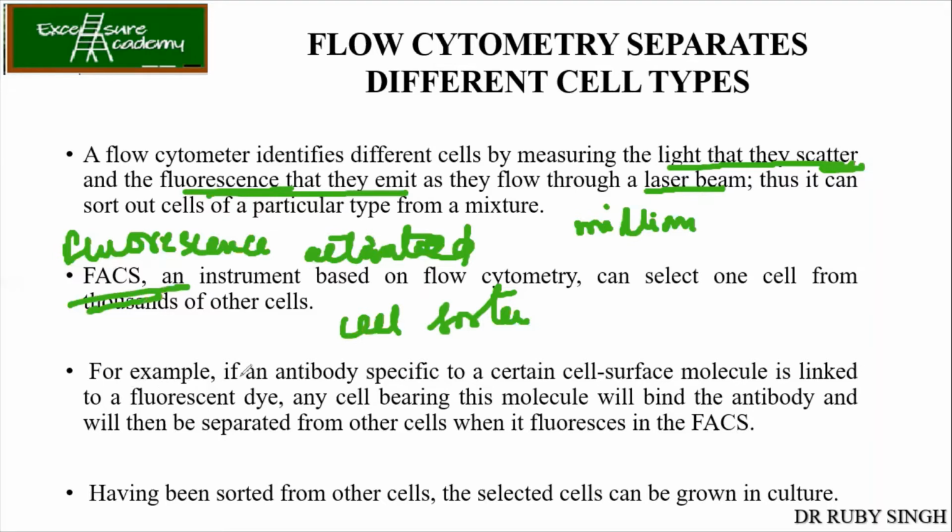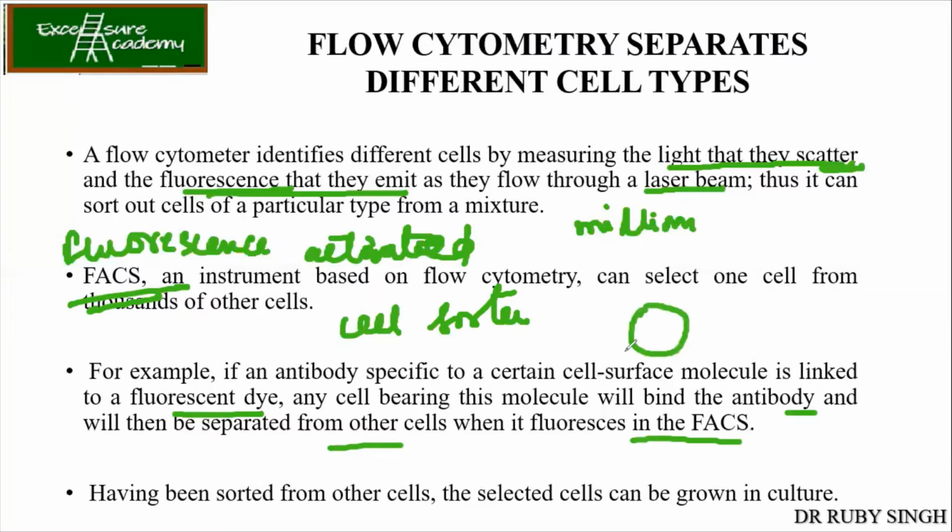For example, if an antibody specific to a certain cell surface molecule is linked to a fluorescent dye, what we are saying is we have an antibody specific to one particular molecule, linked to a fluorescent dye. Any cell bearing this molecule will bind the antibody and will be separated when it fluoresces in the FACS.